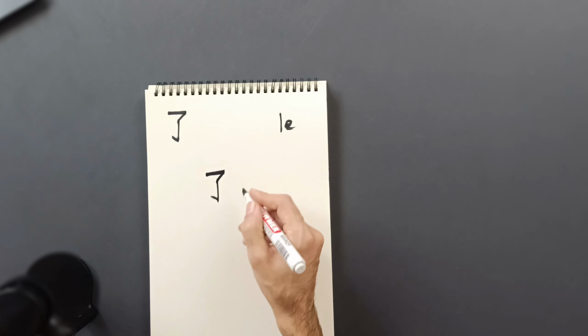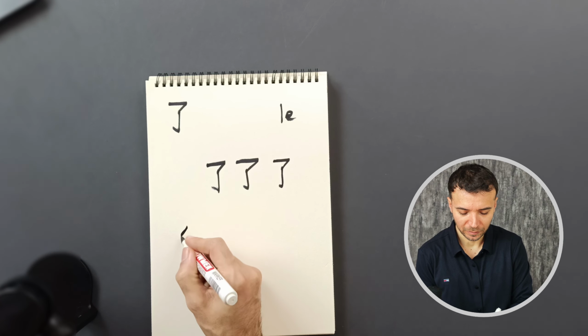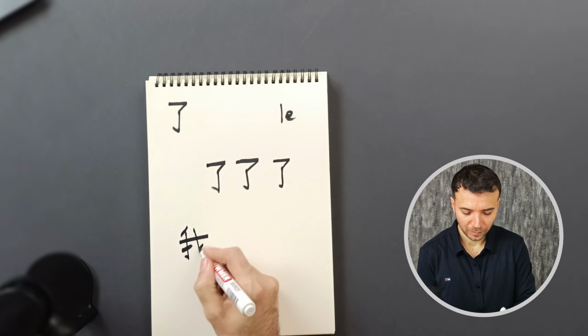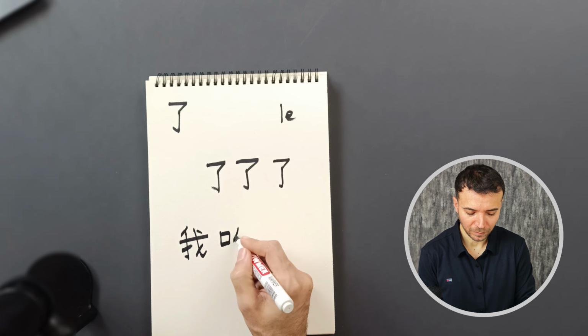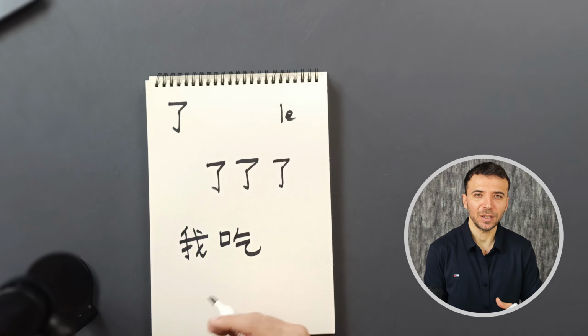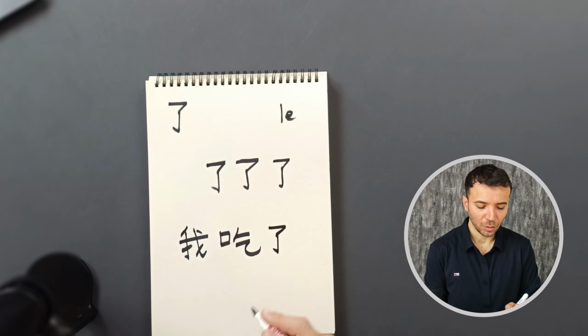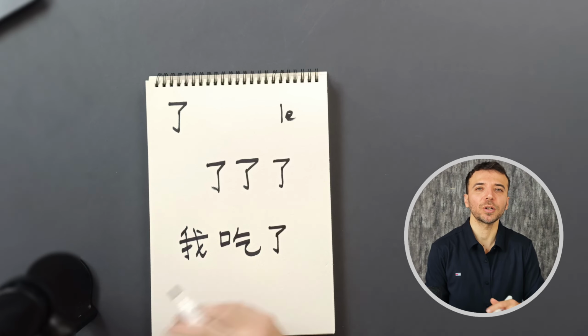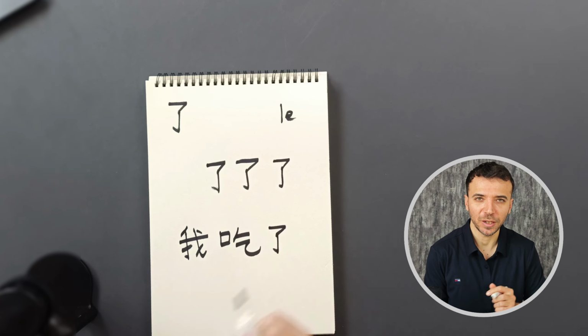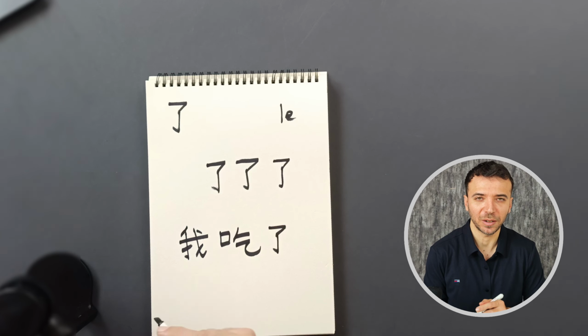1, 2, okay? 1, 2. 我吃 means I eat, or I'm eating. But when we add this le, 我吃了, it shows the thing has already been completed. 我吃了, I already ate. I already finished eating, okay? Just by adding this le, it can show that the action has been completed.